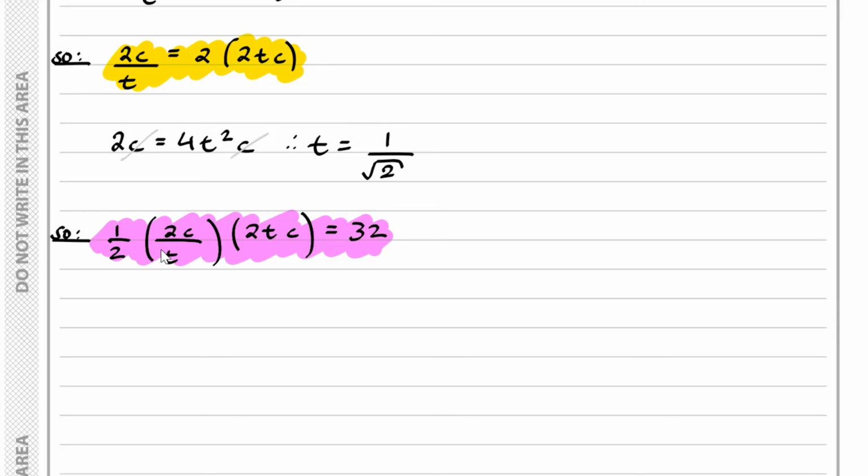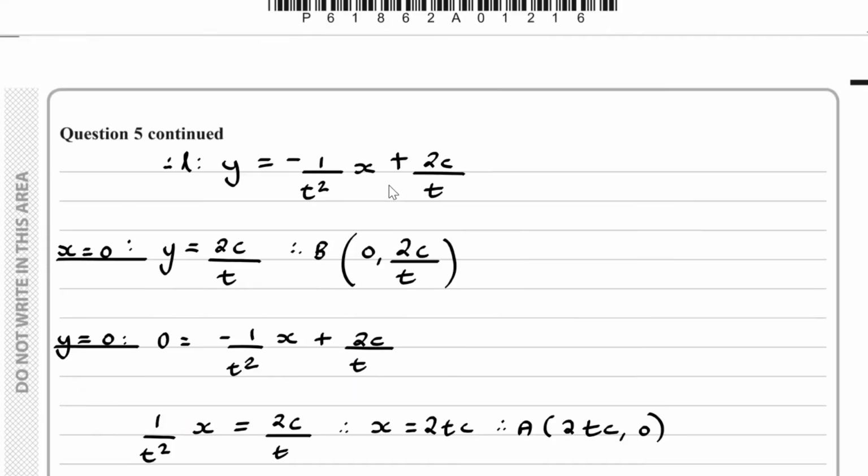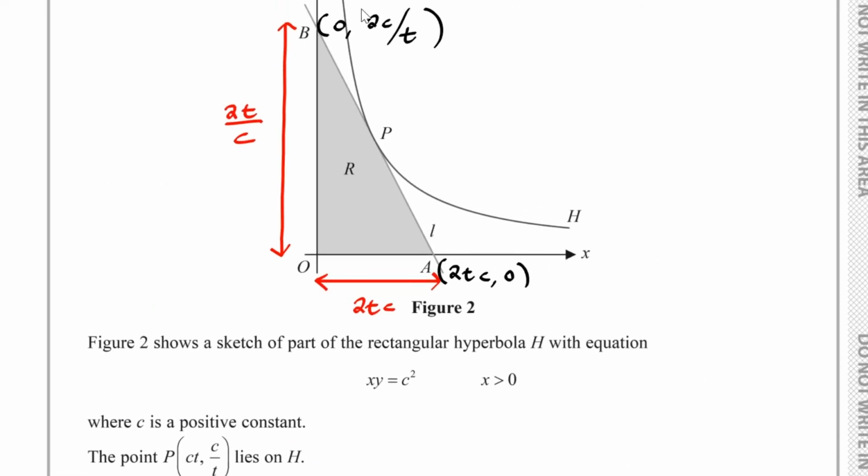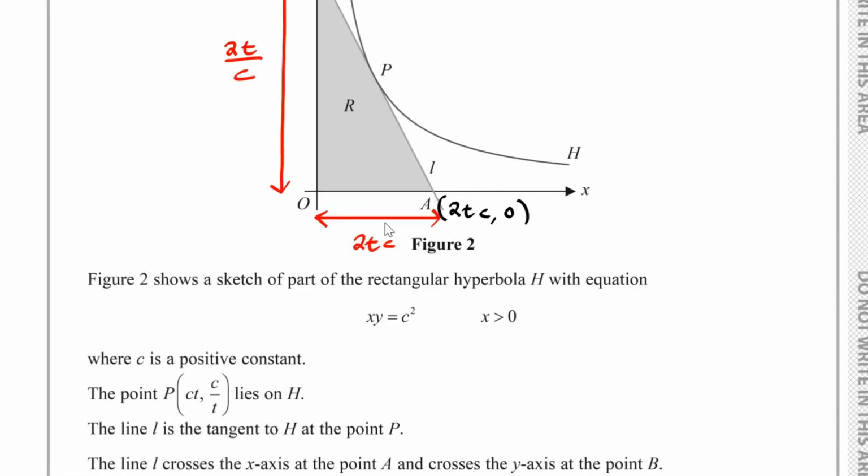So we have 1/2 times 2c over t lots of 2tc equals 32. This comes from the fact that the area of R is 32. So you can hopefully see that we have a half times 4, which is 2, and if I divide that by 32 we end up with 16. The t's cancel here, and therefore we have c squared equals 16, and therefore c is equal to 4. Remember, we take the positive solution because we're looking in this first quadrant here.